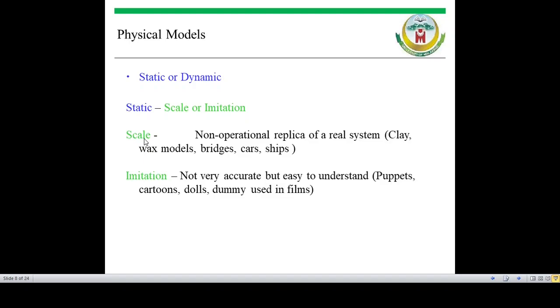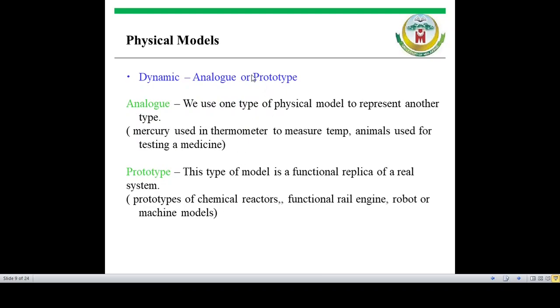So static models are of two types: scale or imitation. Scale models are representations, but non-operational replicas. Non-operational means that it doesn't work. These are non-operational static models. And imitations are non-operational copies of the original systems or objects.